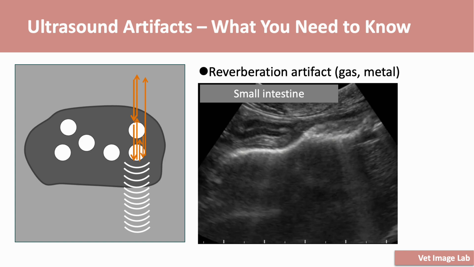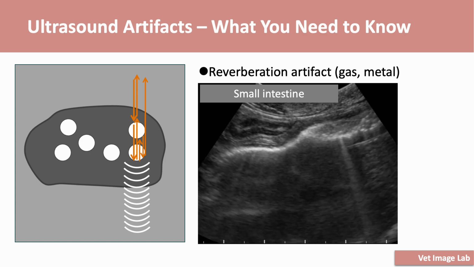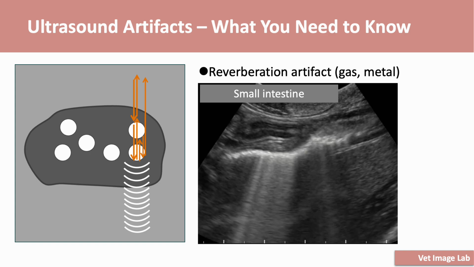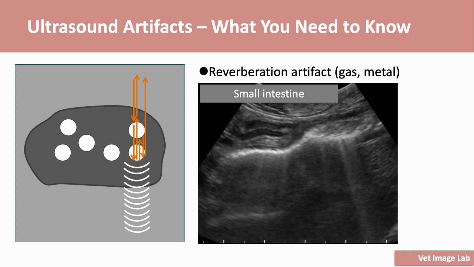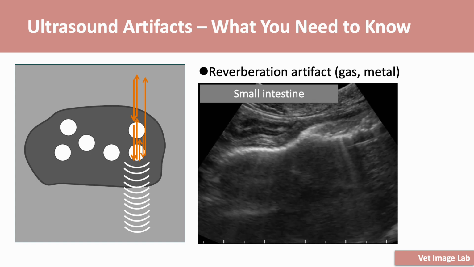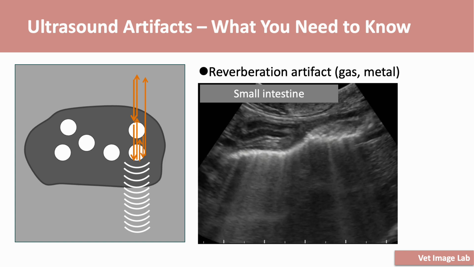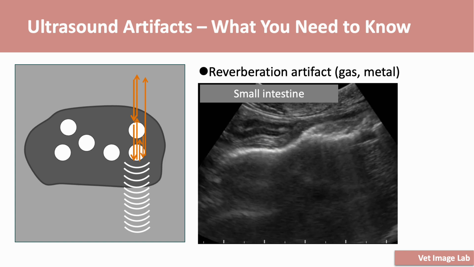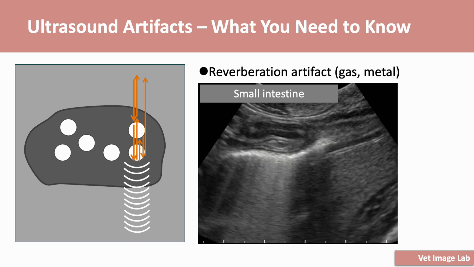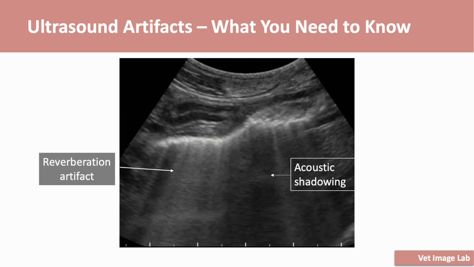We see an example of this artifact in a gas-filled intestine. The ultrasound waves are reflecting multiple times within the gas-filled area, producing the characteristic bright, parallel lines. Since reverberation artifacts primarily occur at highly reflective interfaces, they are commonly seen with gas or metal.